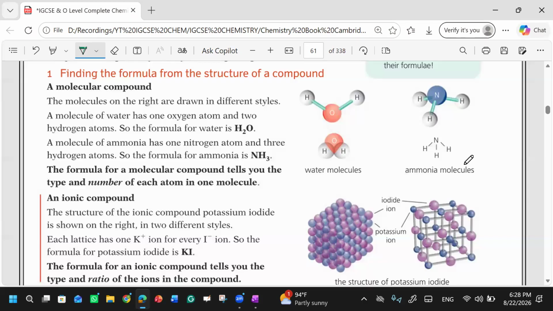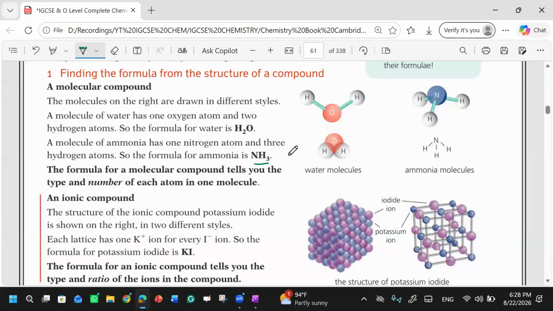So a molecule of ammonia. They are saying that this formula tells us two things. First, it tells us the type of bonding, right? The covalent bonding. Then it tells us the number of atoms. How many atoms are there in one molecule of ammonia? Can you tell me the total number of atoms in ammonia?